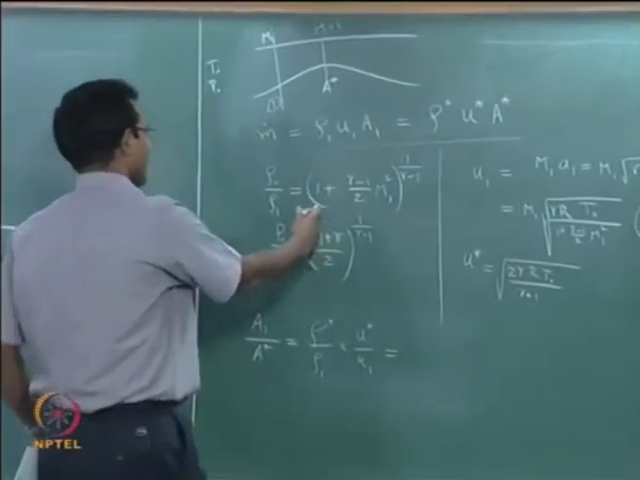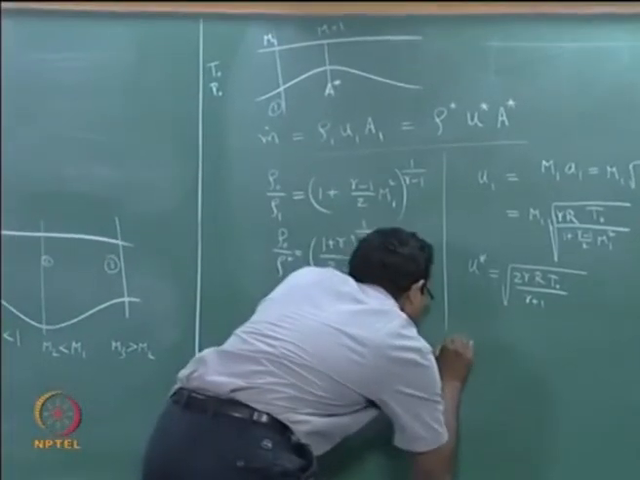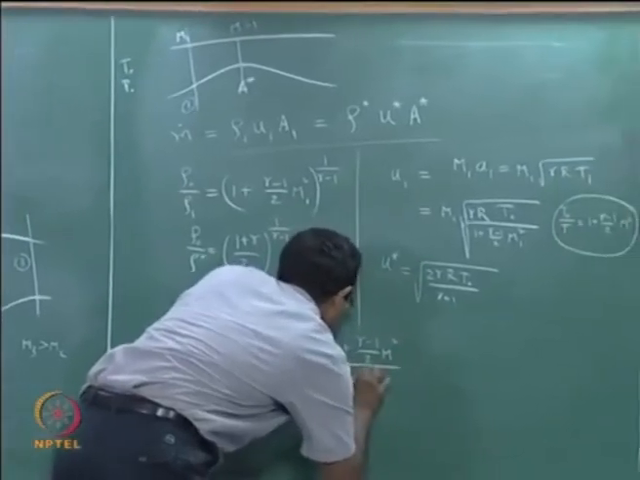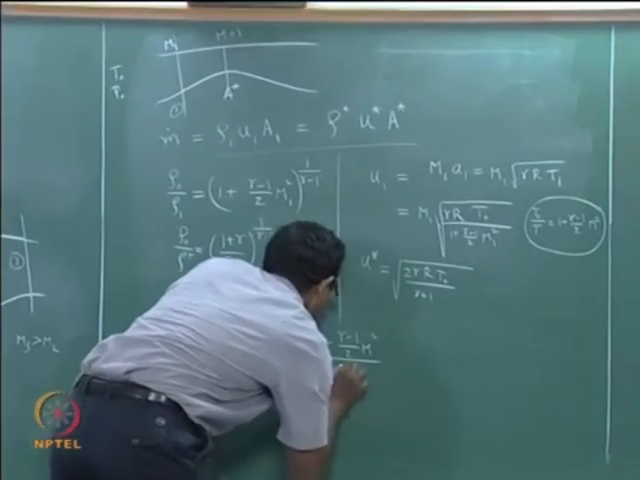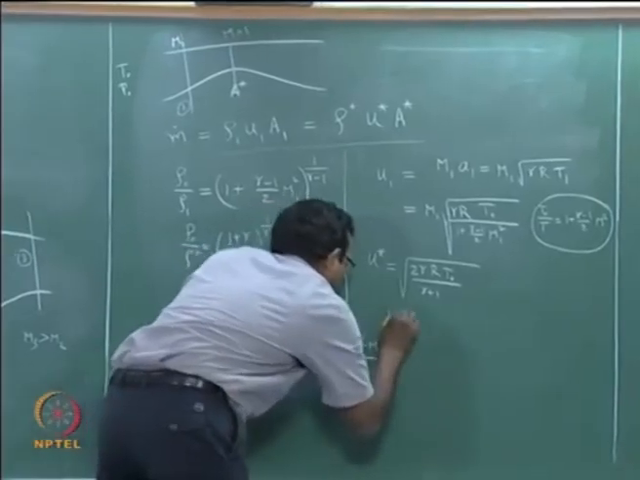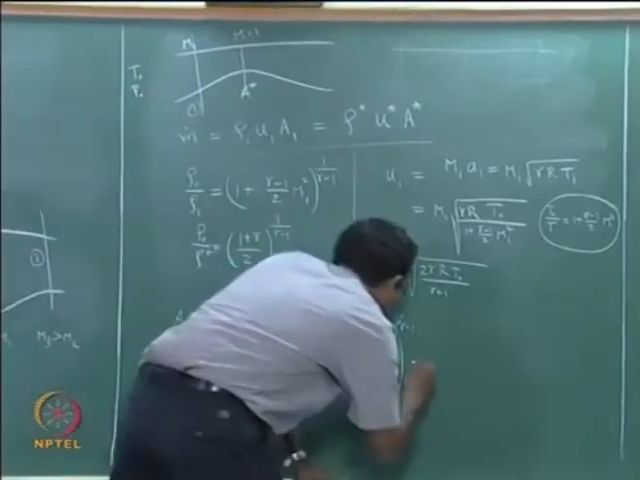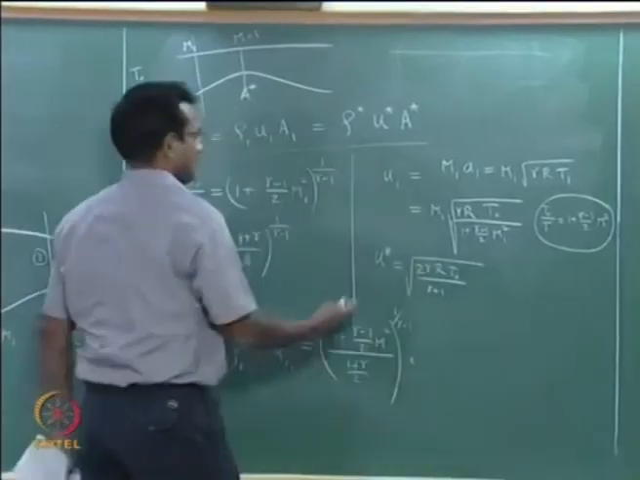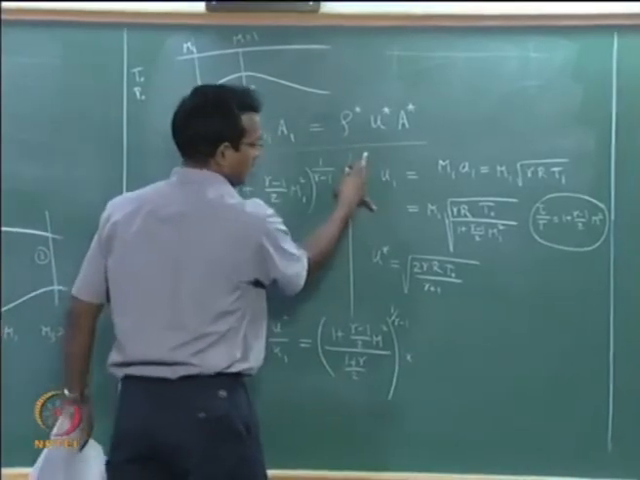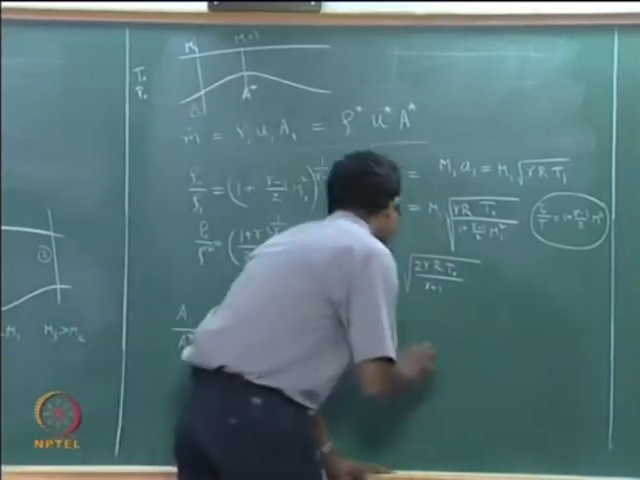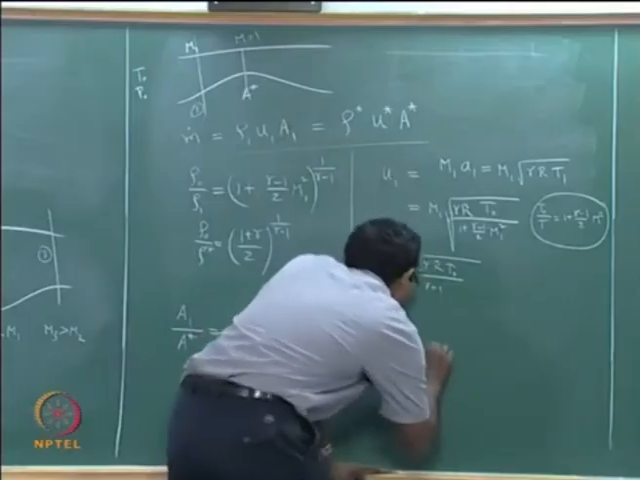So I am going to write it as 1 plus gamma minus 1 by 2 m square divided by 1 plus gamma divided by 2, the whole thing to the power 1 by gamma minus 1. This is the first thing, multiplied by u star by u1, which is this divided by this, where some of them will get cancelled. We will not cancel any of them as of now; we will write it as is and then cancel it later.